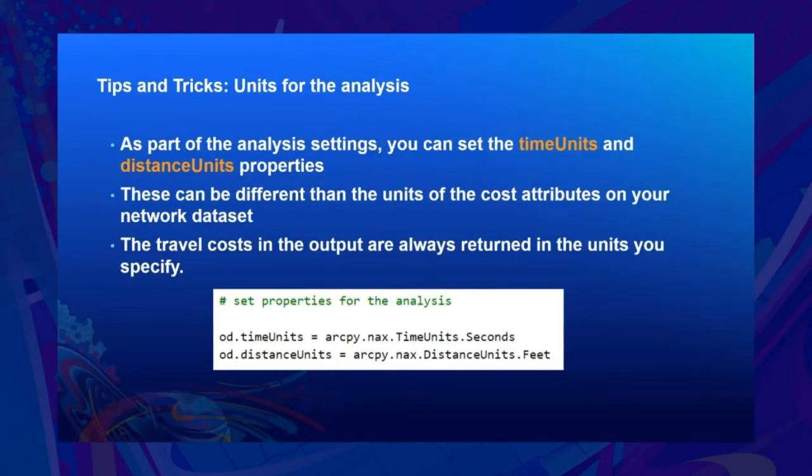Now I'm going to talk about a few tips and tricks for improving your analyses. Unlike the old arcpy.na workflows, arcpy.nax gives you control over the units that your results are reported in. You can use the time units and distance units properties on the solver object to specify which units you want. Behind the scenes, Network Analyst calculates the results using the impedance attribute associated with the travel mode you selected, but then it converts the units of that impedance attribute into your desired output units before reporting the results to you.